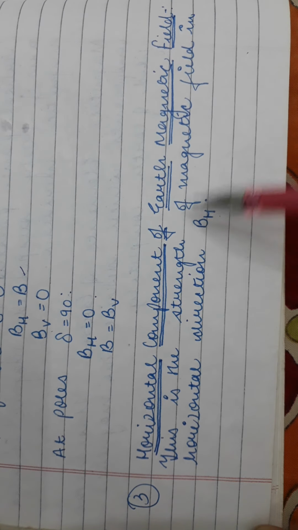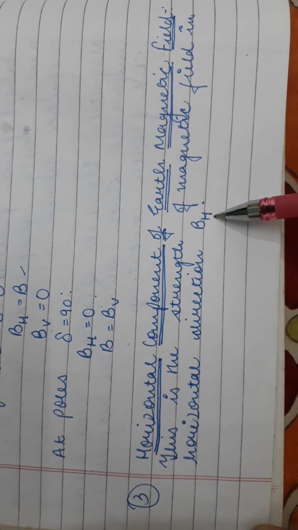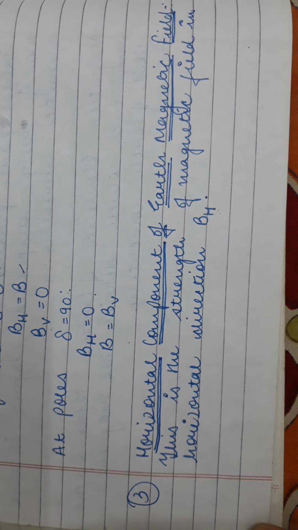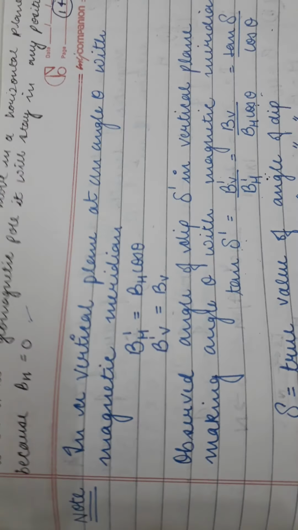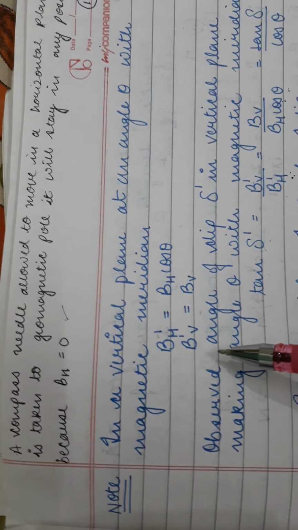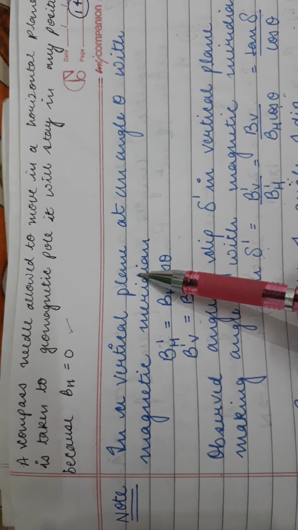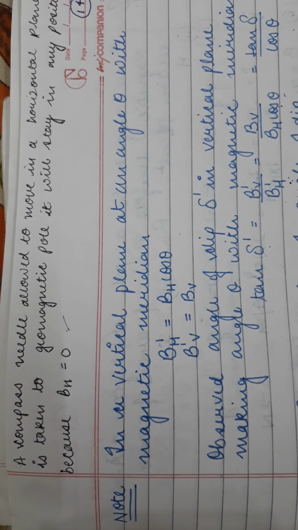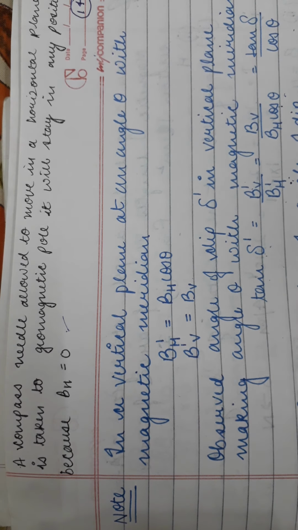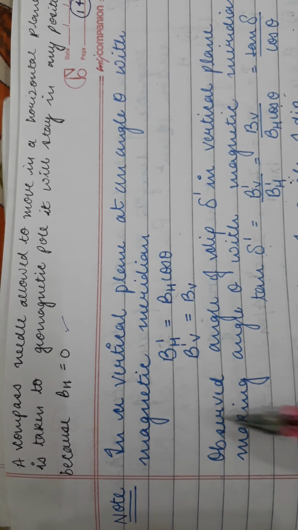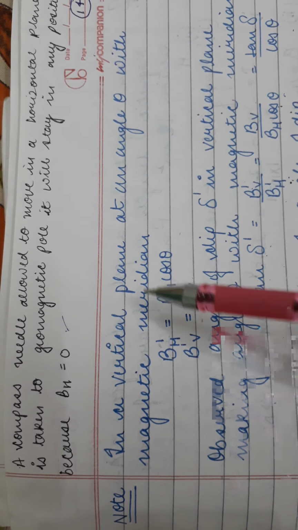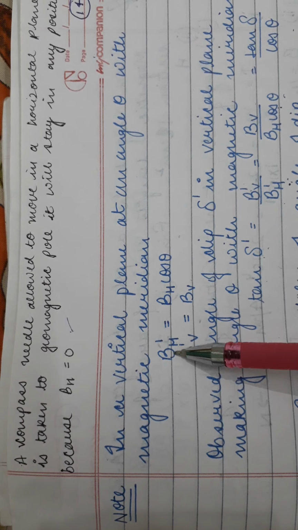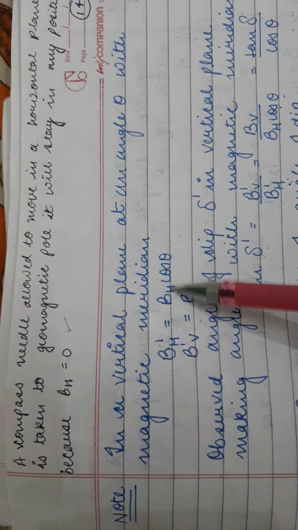This is very simple. This is the strength of the magnetic field in the horizontal direction, BH. Now some important points are discussed here. The first is a vertical plane at an angle theta with the magnetic meridian. Suppose there is another vertical plane, and there is one vertical plane in which there is Earth's total magnetic field B, BH, and BV. If we consider another vertical plane that makes an angle theta with this magnetic meridian, the vertical component will remain the same and the horizontal direction will have magnetic field BH dash is equal to BH cos theta.